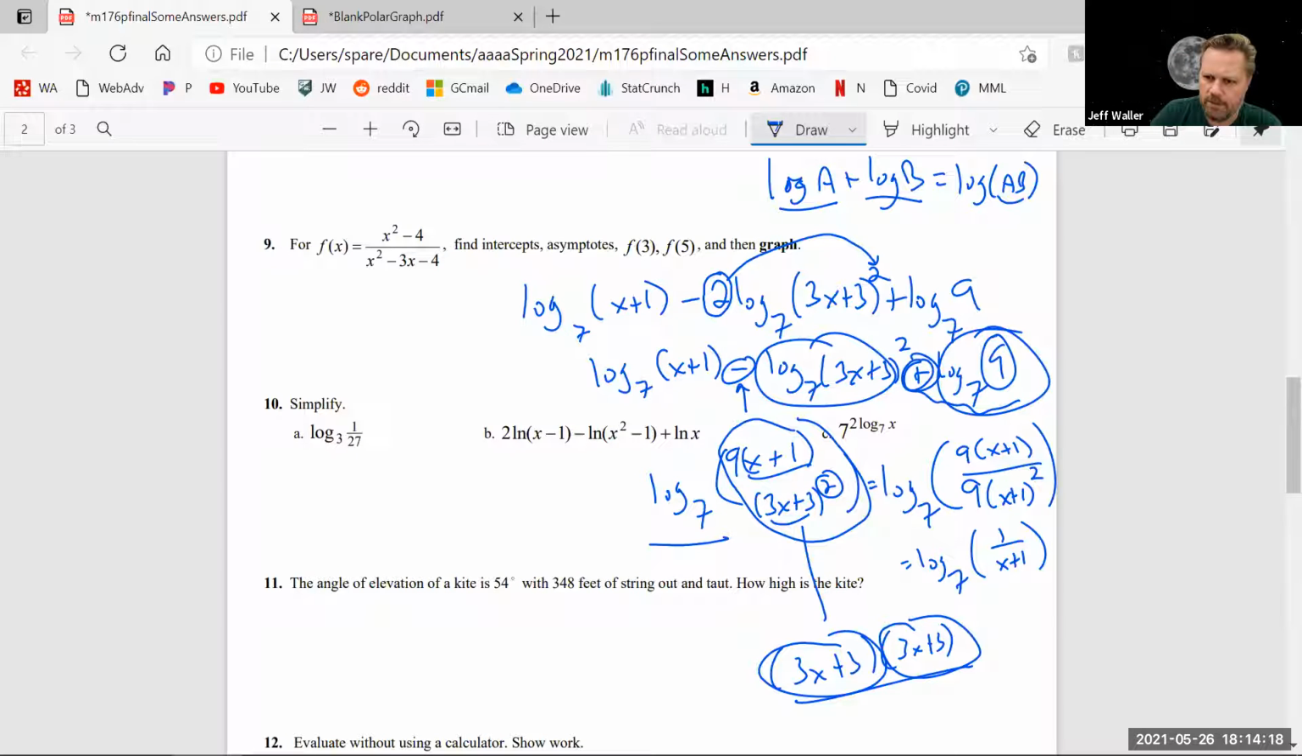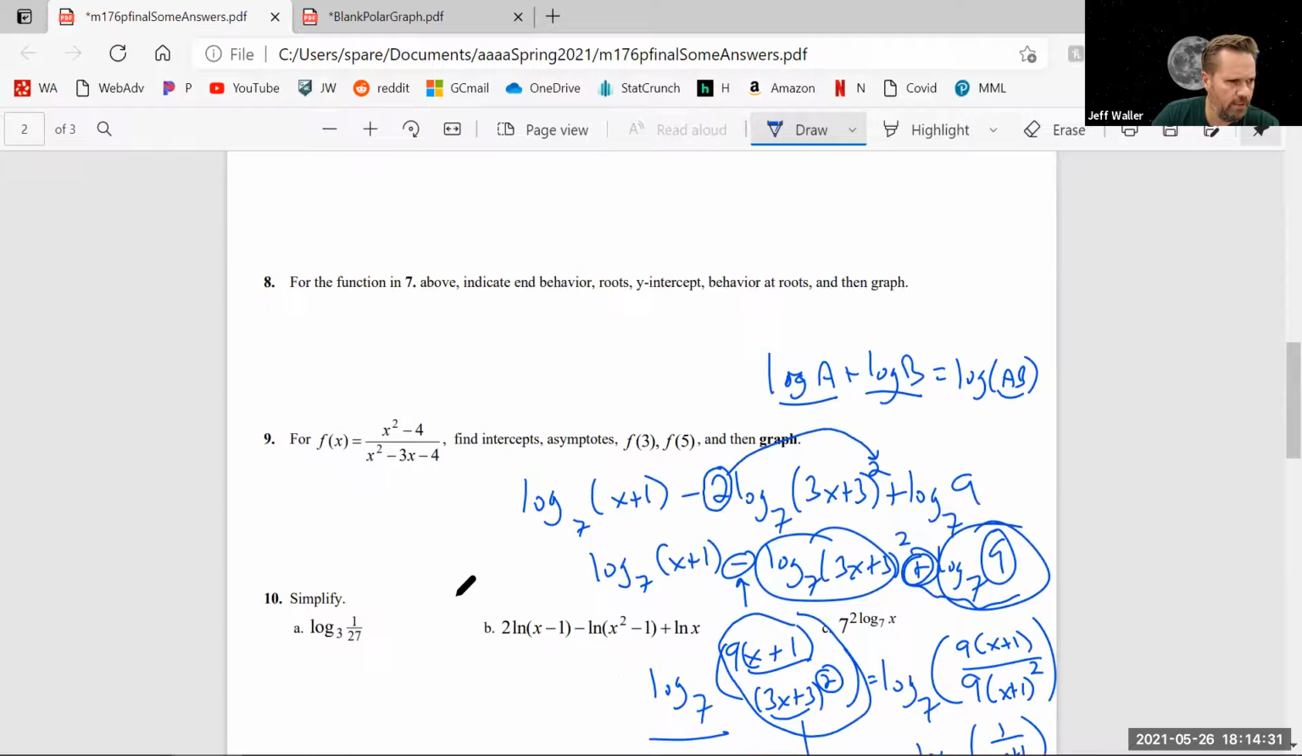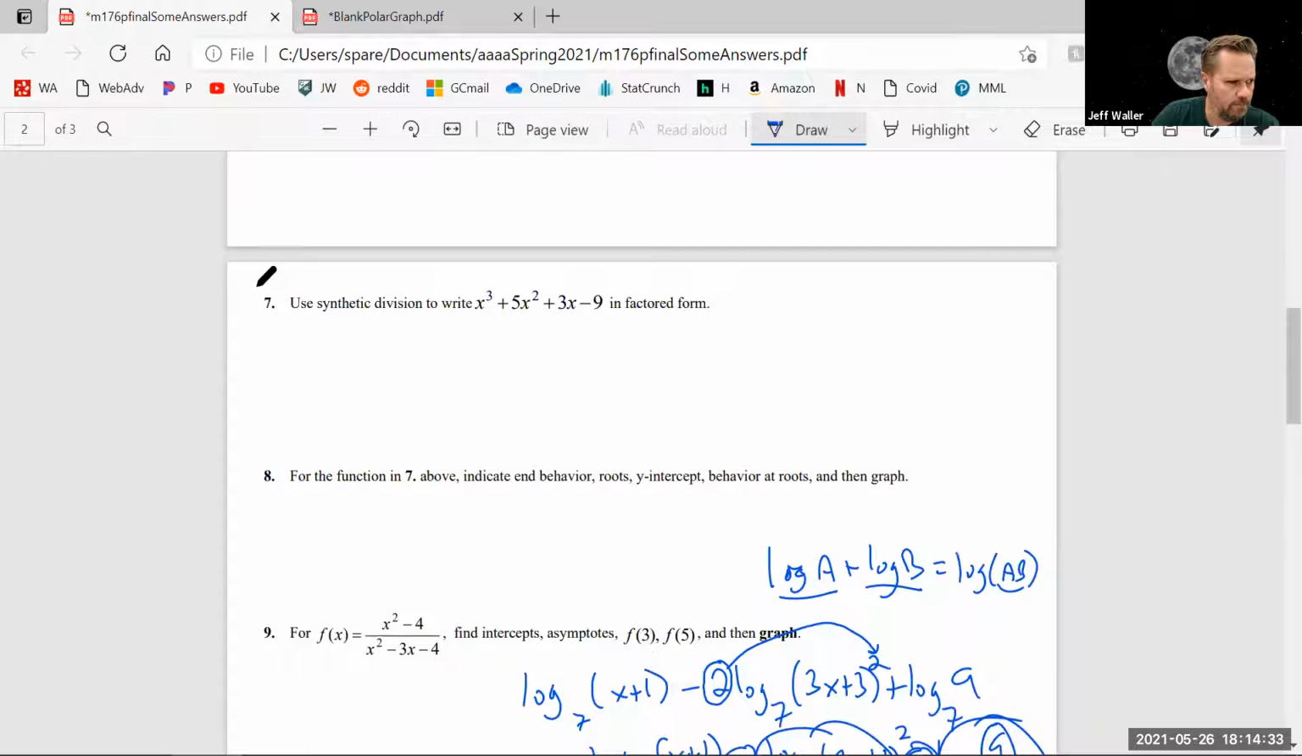Let me see. I'm catching up to the chat. I'm sorry. I think I'm ready for this one. Can we do an example about synthetic division and end behavior, roots, y-intercept? Sure. Did I not put a problem here? Oh, I did. Yeah, this one.